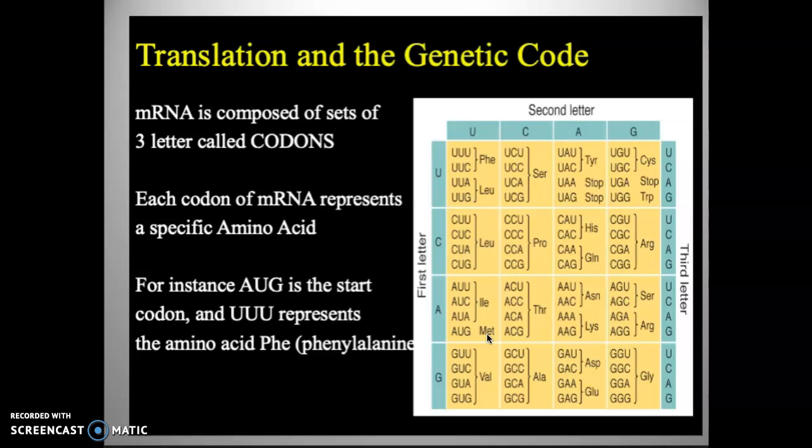When the protein is done being made, take a look at this. If it runs into the codon UAA, it doesn't code for an amino acid. It says stop, which means stop making the protein. The protein is made. We can send it out to either the Golgi apparatus or out of the cell. If it's something like keratin, maybe it could go to your fingernails. If it's hemoglobin, it'll stay in the blood.